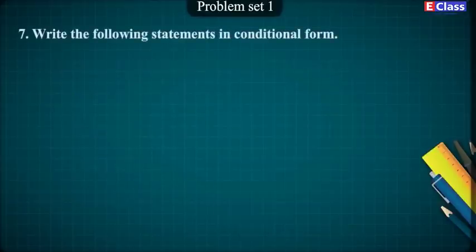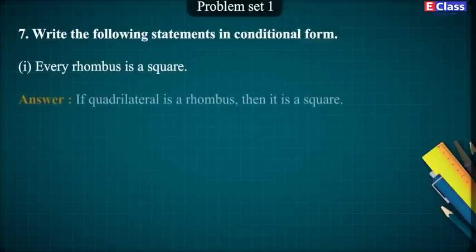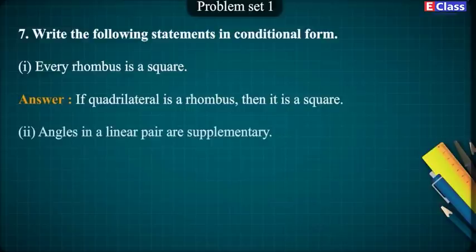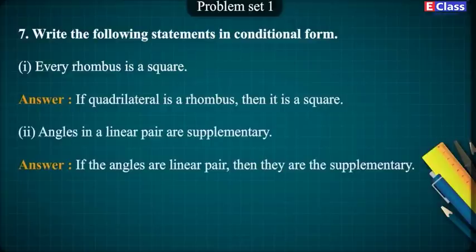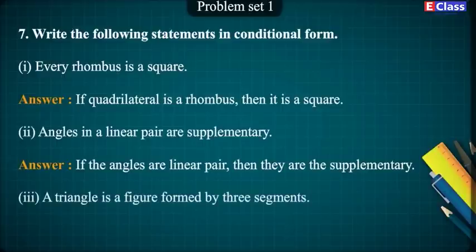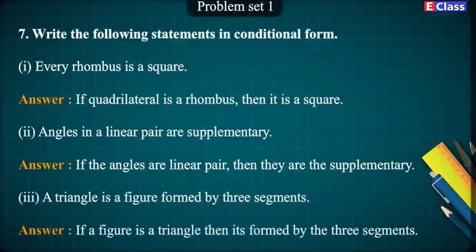7. Write the following statements in conditional form. 1. Every rhombus is a square. Answer. If a quadrilateral is a rhombus, then it is a square. 2. Angles in a linear pair are supplementary. Answer. If angles are linear pair, then they are supplementary. 3. A triangle is a figure formed by 3 segments. Answer. If a figure is a triangle, then it is formed by 3 segments.